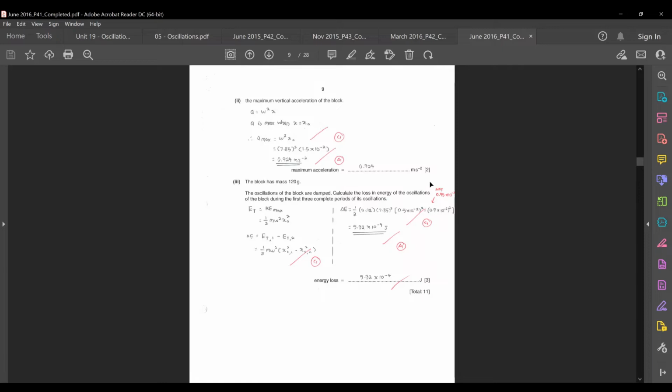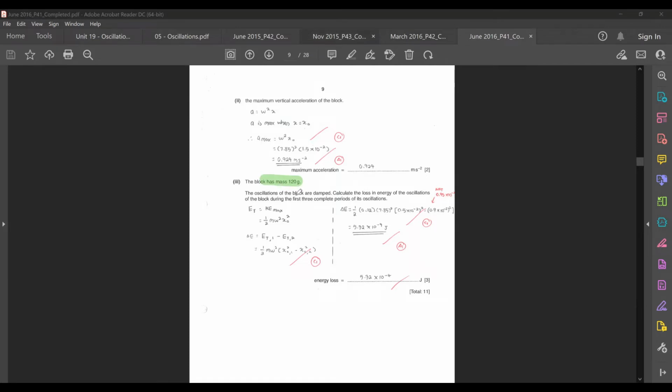Then another last thing to do would be finding the energy loss again. Now the block has a mass of 120 grams. The oscillations of the block are damped. Calculate the loss in energy of oscillations of the block during the first 3 complete periods of its oscillations. So what is the total amount of energy loss for the first 3 complete periods of oscillation?